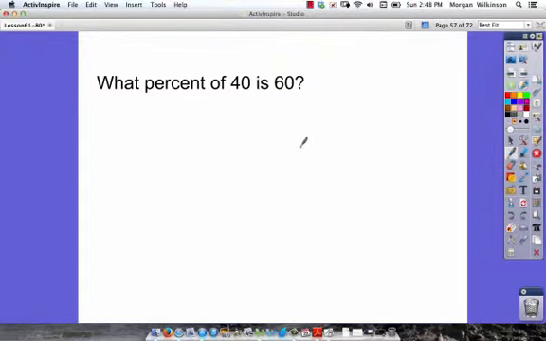Let's look at our next example. What percent of 40 is 60? Since 60 is bigger than 40, we must have some percent that's greater than 100. Let's see what we get. What percent of 40 is 60? So of means multiply, is means equal to. We want to undo multiplication of 40, so in order to undo multiplication, we're going to divide, and we're going to divide by 40, because that's what we want to undo.